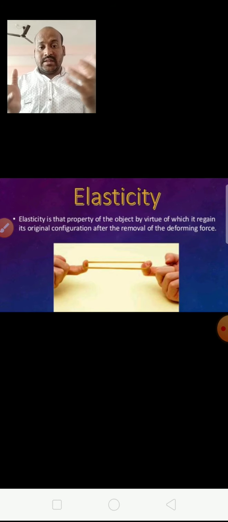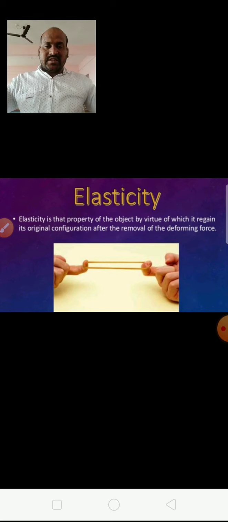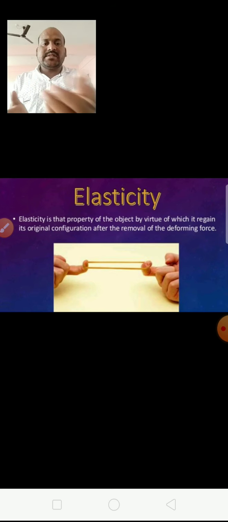Elasticity: all of you know that when you remove the force on an object, the object should come back to its initial or original state, original size. We can see a rubber or a spring. When you compress or stretch the spring, you are applying a force. When you remove that force, the spring or rubber, being an elastic material, should come back to its initial state. That is elasticity.